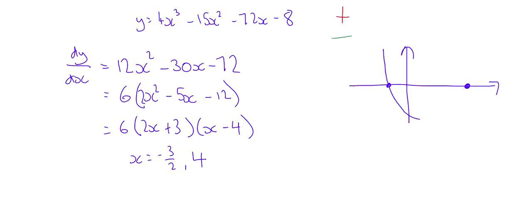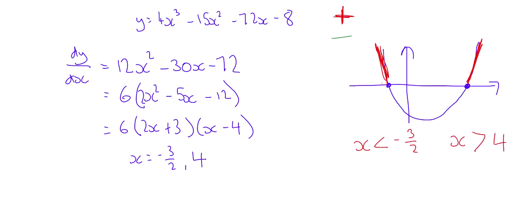So what I want to do is the positive values first. I'm going to color code red this time. So the graph is positive in this direction and in this direction. That is when the value of the function is greater than 0. So that means x must be less than negative 3 halves, or x has to be greater than 4, because that's when it's going up forever. Those are the two parts.